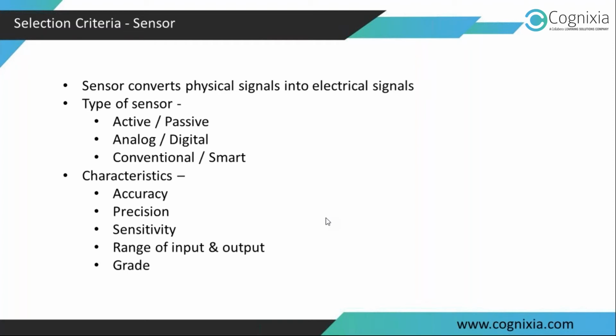Select a sensor looking at its characteristics. Now the accuracy, precision, sensitivity, range of input and output, and grade, whether the sensor being selected by you is industry grade or not. Industry grade sensors or military grade sensors have to be selected for applications. If your applications come from industrial or military areas, you will have to select industrial grade sensors and military grade sensors, right? So be careful.